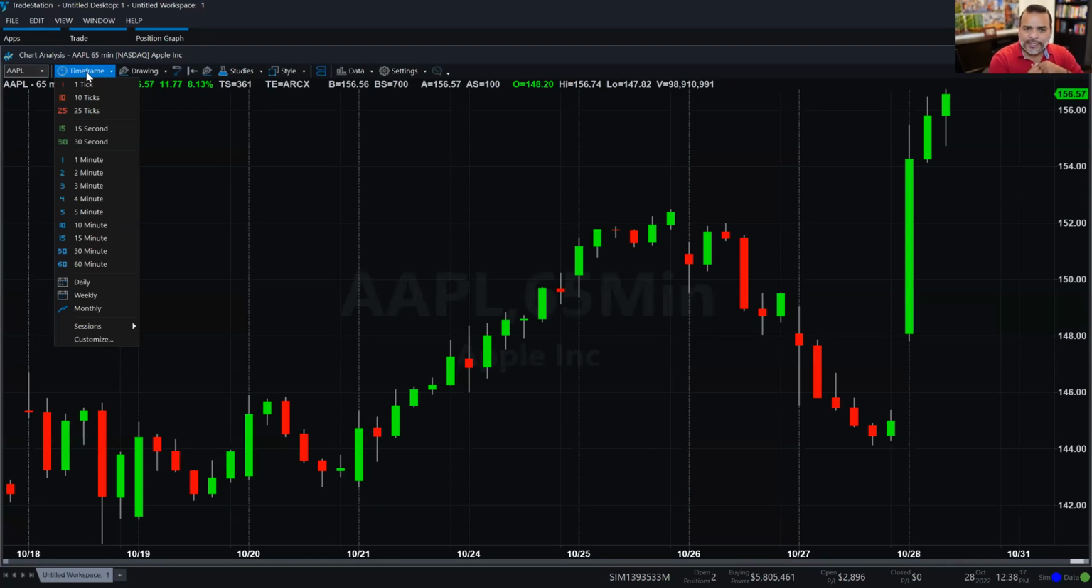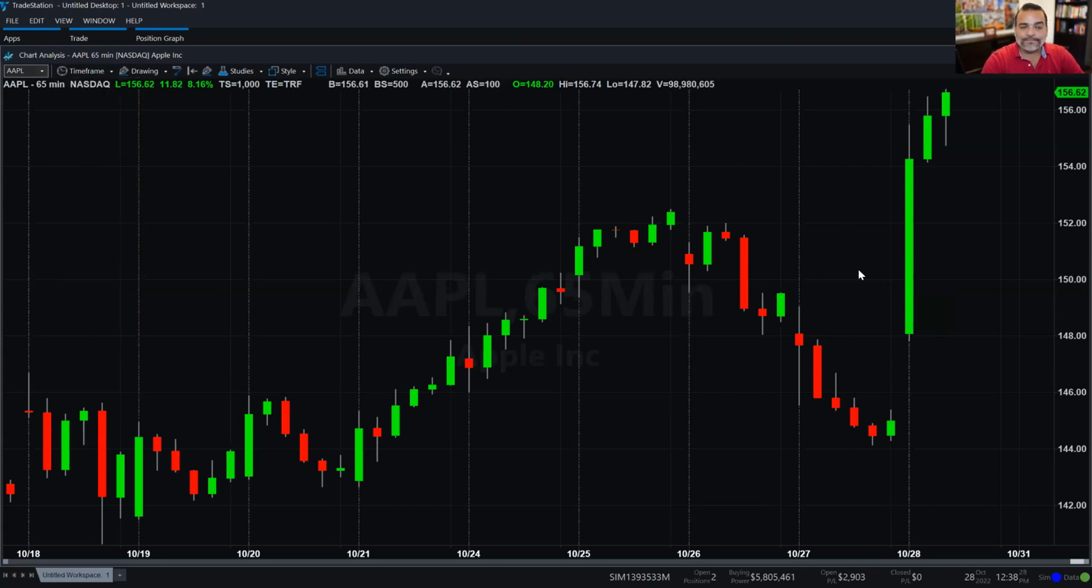What's the point of creating a 65-minute chart? And why is it different than a 60-minute? Well, the difference is obvious. One is 60, the other is 65. But the reason why this is a chart that gives you more equal candlesticks is because every one will be exactly 65 minutes. We're not going to have that issue of that remaining bar that is just 30 minutes.